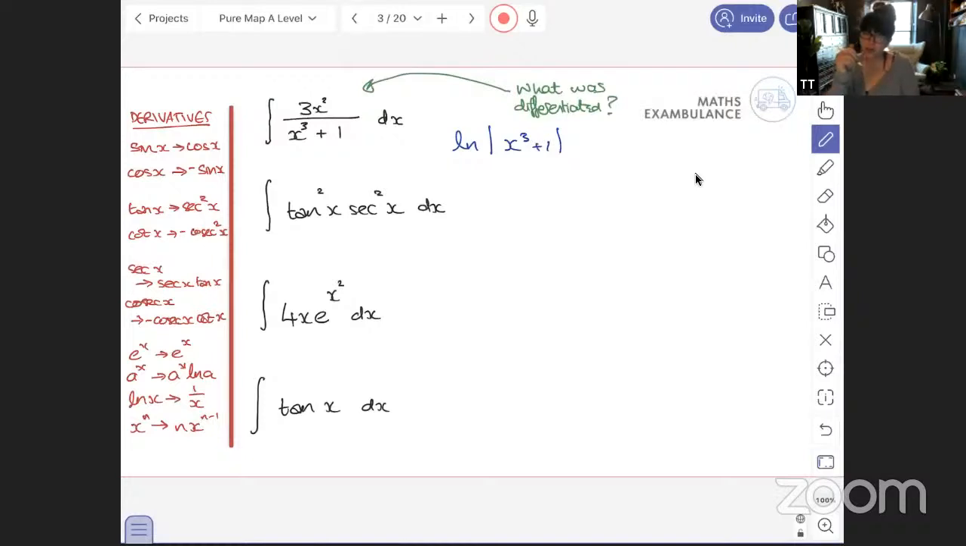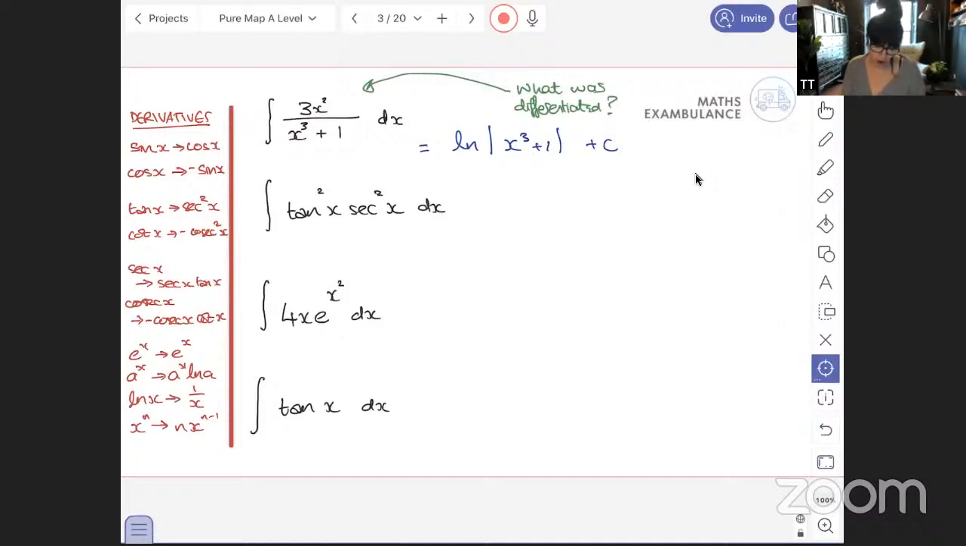Now I need to have a little think. If I differentiate ln of x cubed plus 1, what happens? The derivative of ln is 1 over, so I get 1 over x cubed plus 1. But then the chain rule says I have to multiply by the derivative of the inside. Oh yes, plus c, you're completely right. The derivative of the inside is 3x squared, so I'd multiply by that. It totally works. It's completely perfect. And that's the end. Easy peasy. Let's have a look at the next one.